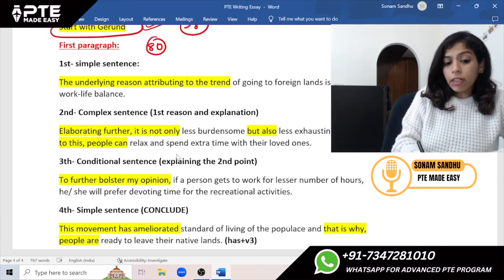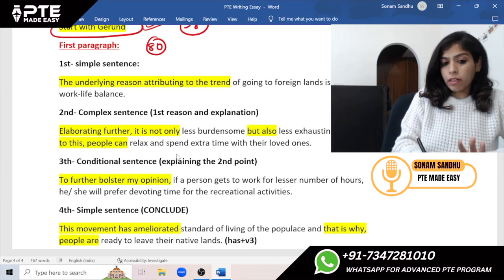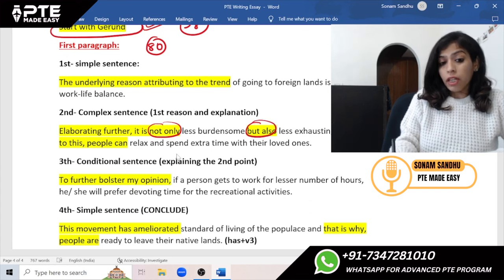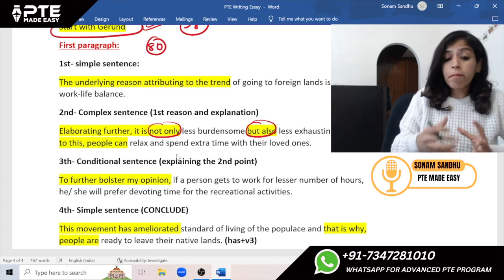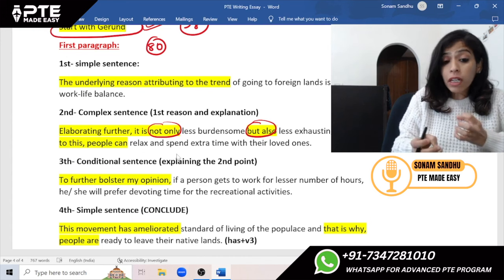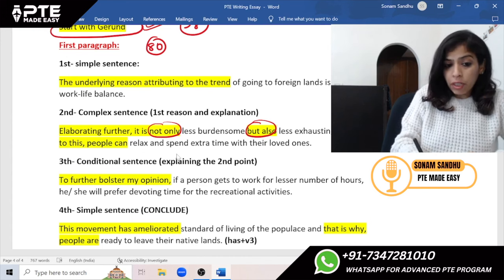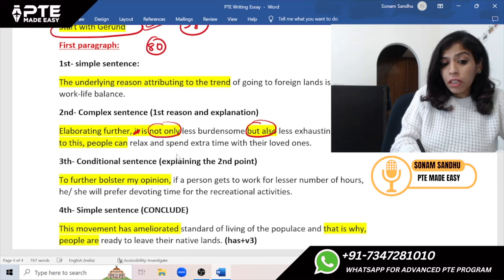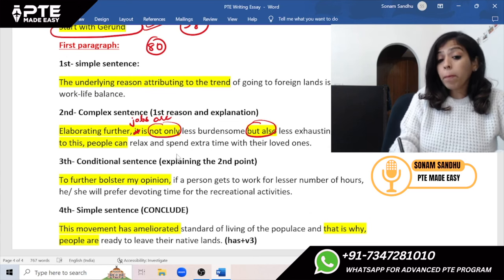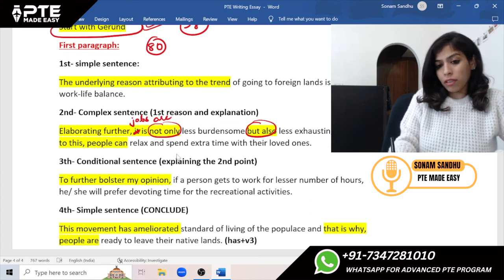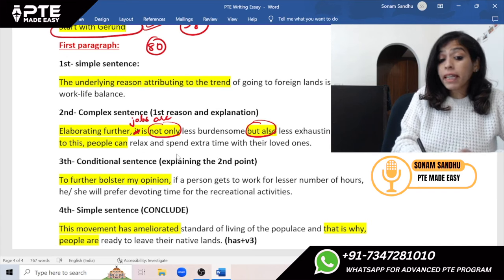Now in the second one, it's better if you use a complex sentence. Elaborating further, it is not only less burdensome but also less exhausting, and owing to this, they have better work-life balance, their jobs are less burdensome. So you can write, elaborating further, the jobs are not only less burdensome but also less exhausting. And owing to this, people can relax.